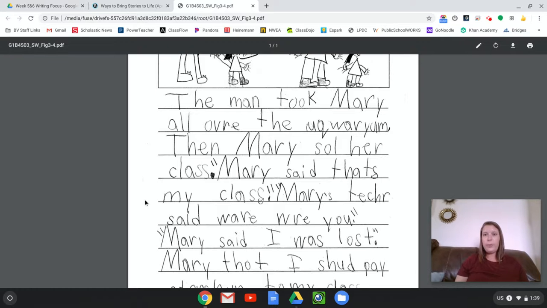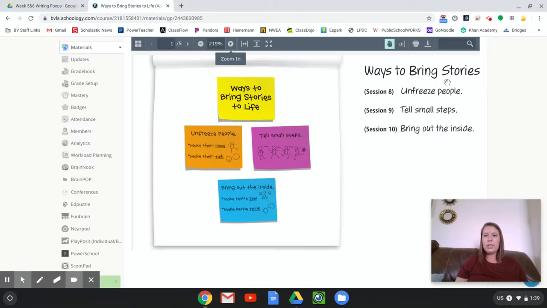So this week, when you're spending a few minutes writing, try to bring your characters to life. It will make your stories a lot more interesting to read.